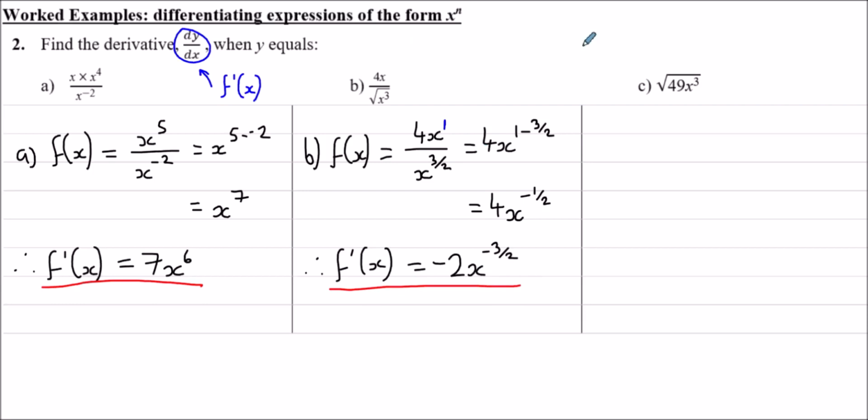And finally, part C. So if we just neaten this up again slightly, we have for f of x the square root of all of this. So the square root of 49 is 7, and the square root of x cubed, like I said before, the square root is the same as the power half. So x cubed to the power 1/2 is 3 over 2. So if we differentiate this and bring the power to the front, 7 times 3 over 2, that's going to become 21 over 2.